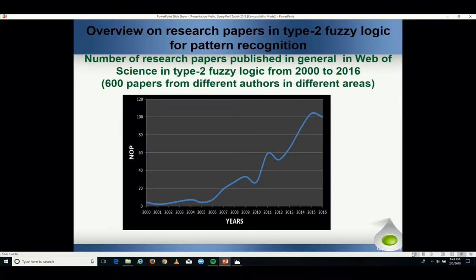Briefly, I will give an overview of the research papers in type 2 fuzzy logic in this graph. This shows type 2 fuzzy logic only in Web of Science, that is, journal papers on type 2 fuzzy systems from 2000, where we have a few, up to 2016. We can see that from about 2005 more papers appear, because more people are working in this research area.